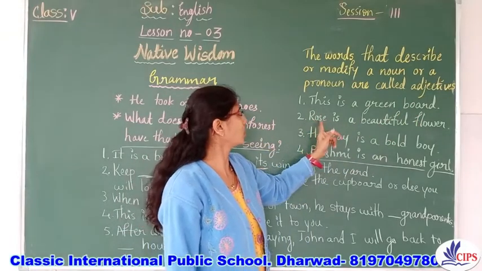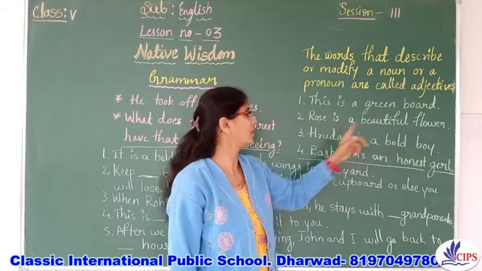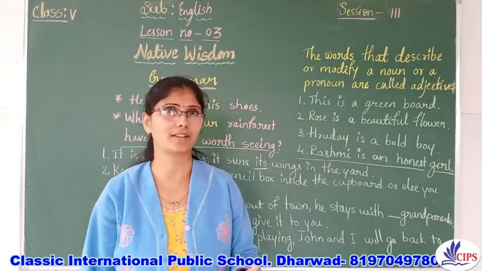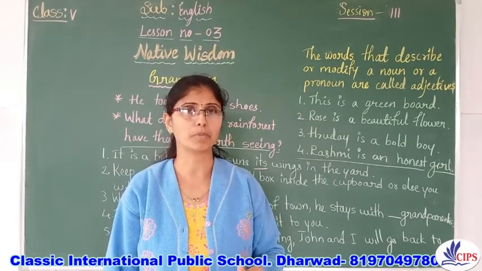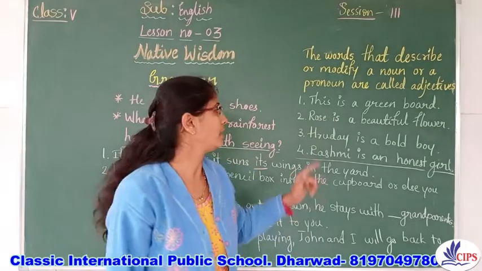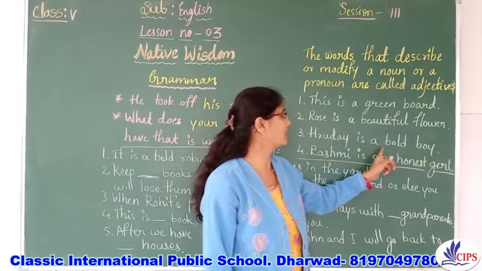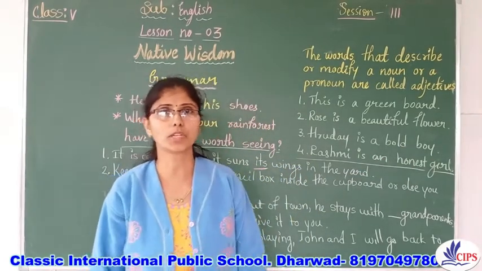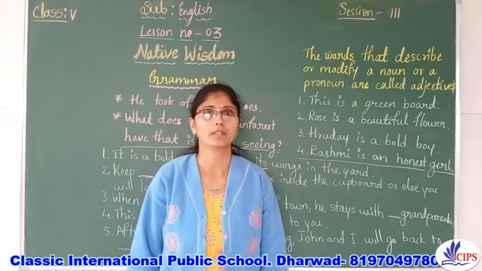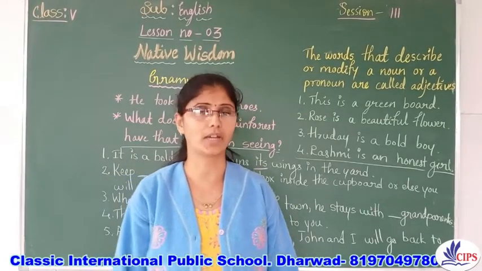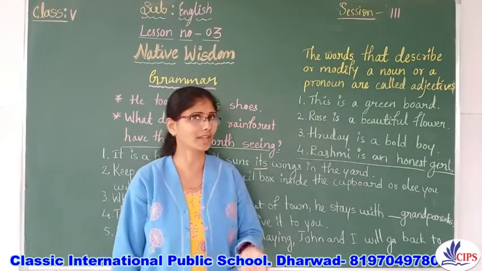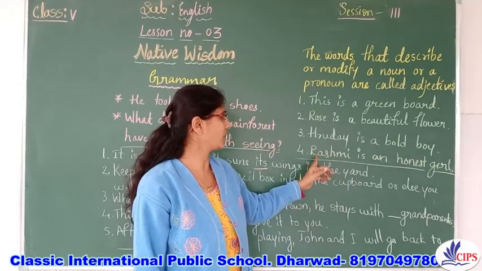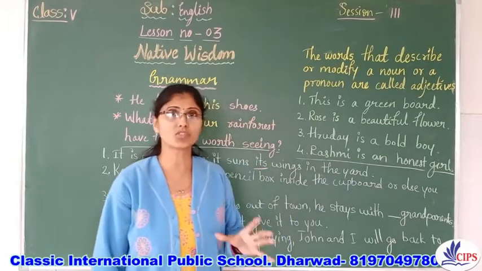Observe the next one. A rose is a beautiful flower. Observe the next one. You know about Hriday. He is from your class, 5th standard. Right? So, here it's an example. He is a bold boy. Hriday is a bold boy. Because when Mr. Suresh Kumar, the education minister of Karnataka, visited Dharwad, he met him and spoke to him. Right? So, Hriday is a bold boy. And the next one, Rashmi is an honest girl.